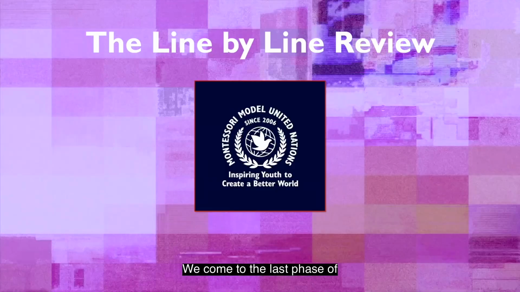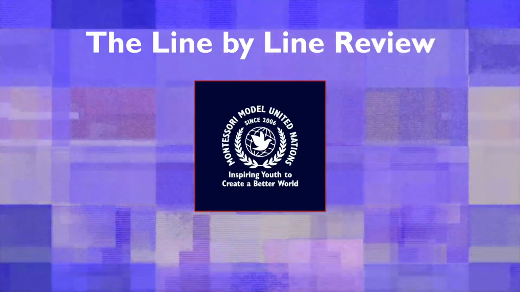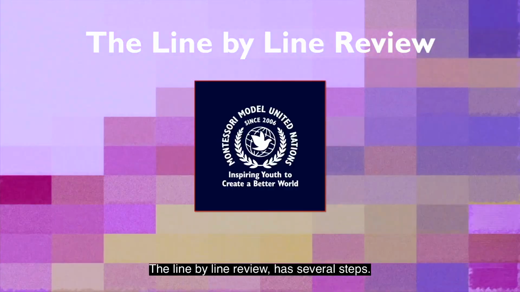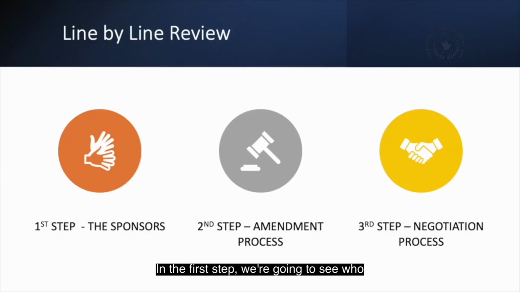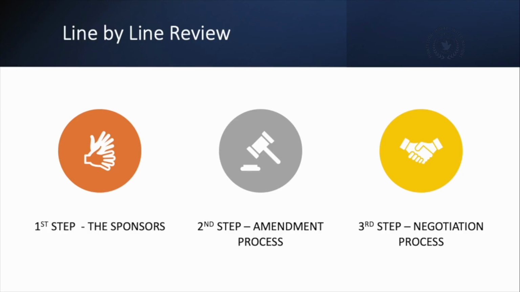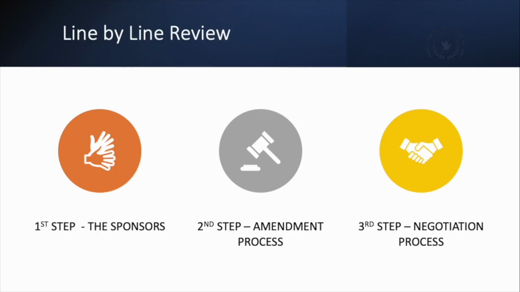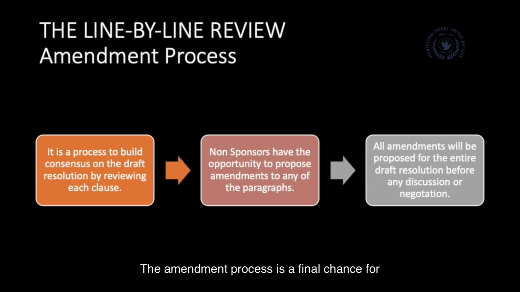We've come to the last phase of our negotiation process, the line-by-line review. The line-by-line review has several steps. In the first step, we're going to see who are the co-sponsors. And then we're going to the second step, in which we take amendments from non-sponsors. And finally, our third step, in which we negotiate all of the amendments. The amendment process is a final chance for non-sponsors to get their ideas into the resolution.